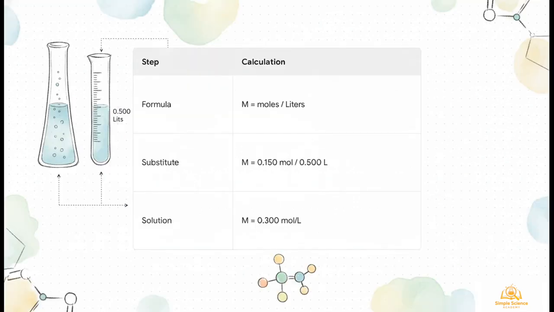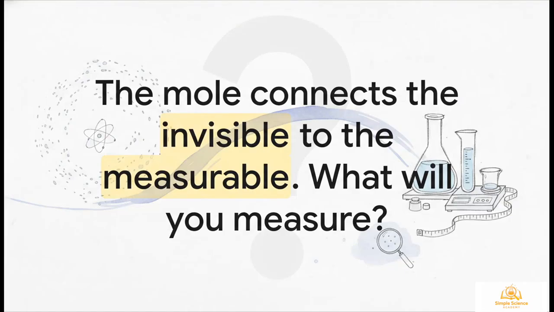Perfect. And now, the easy part. Step 2. We take our molarity formula, M equals moles per liter. We plug in the 0.150 moles we just calculated and divide by the half a liter we were given, which gives us our final answer, 0.300 moles per liter, or as a chemist would say, a 0.300 molar solution. Boom! Done!